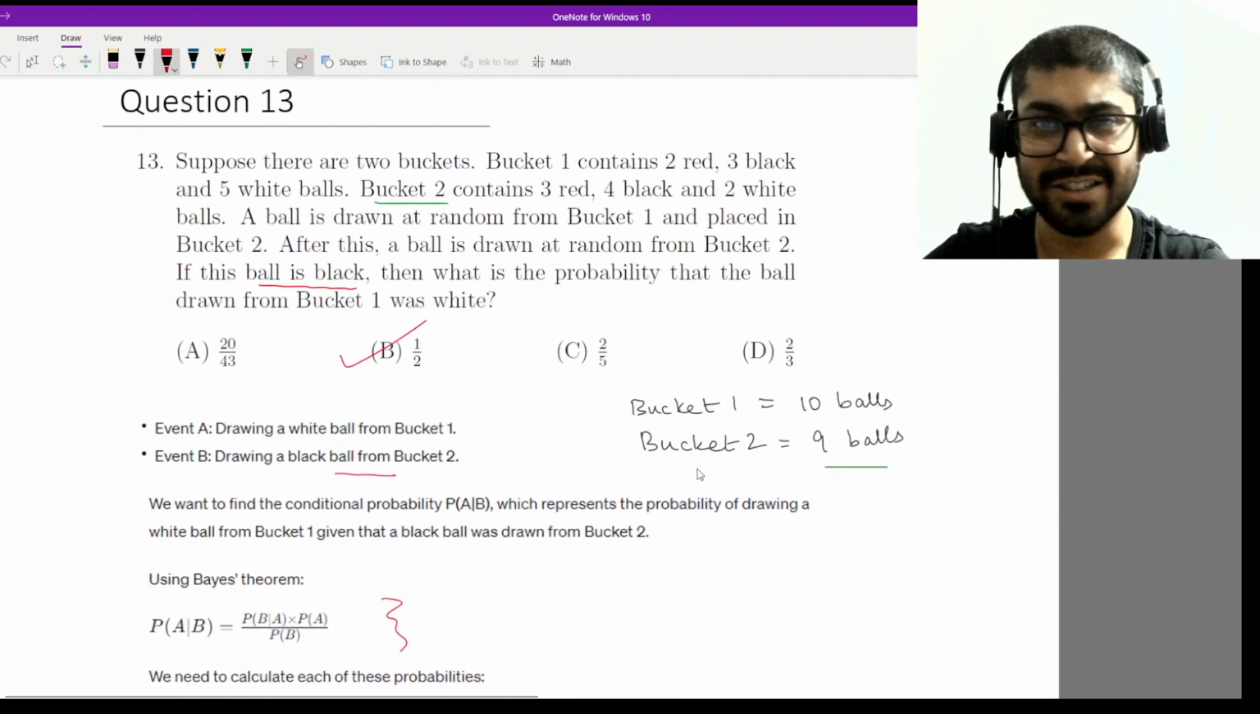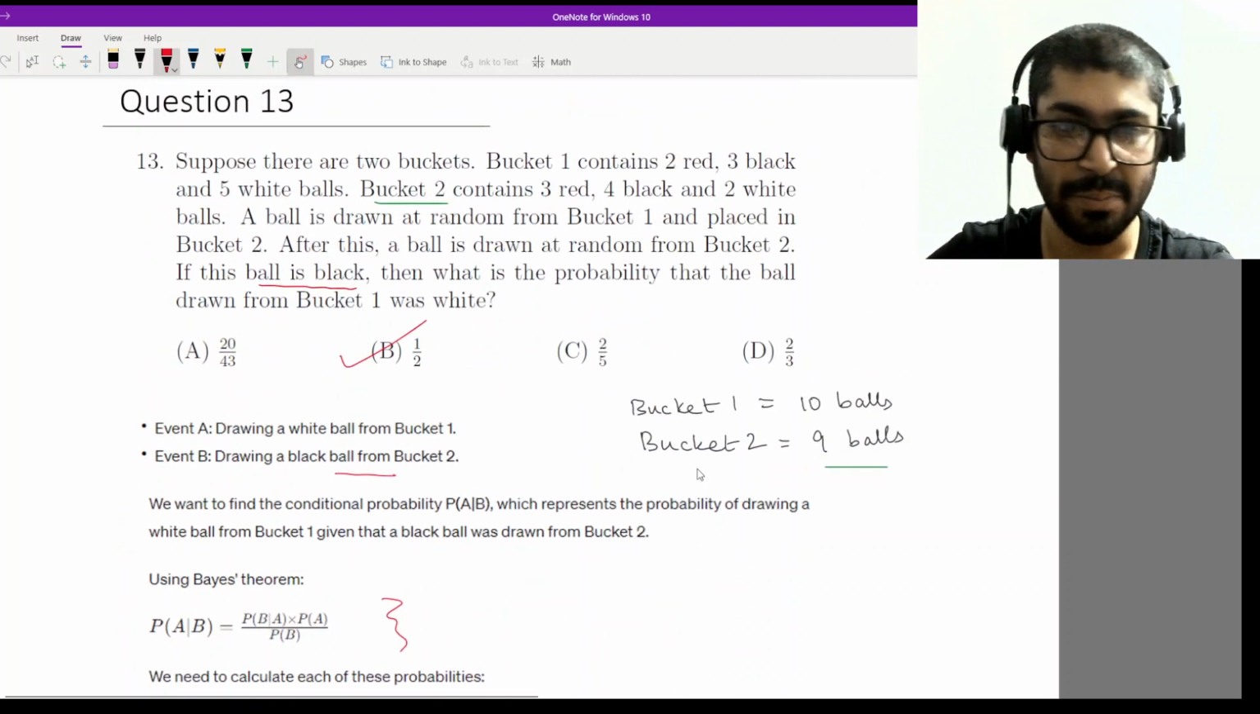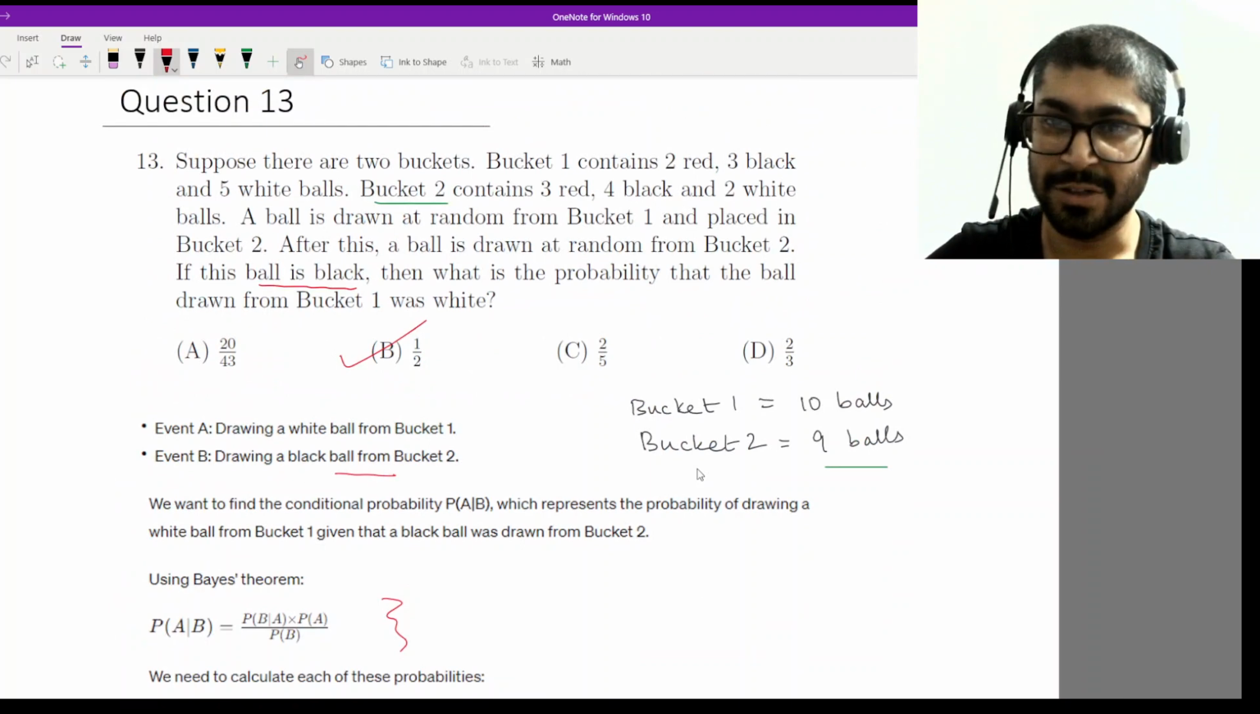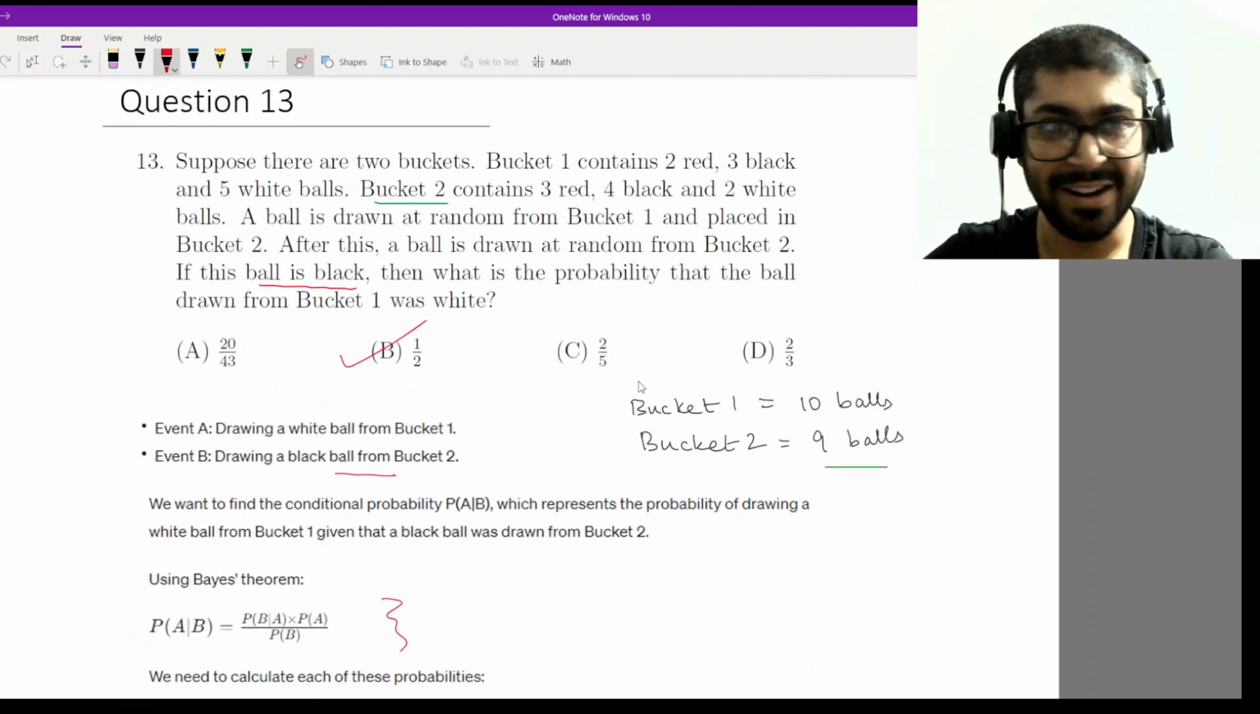Okay, so again, a straightforward sum. Once you know the Bayes theorem, you remember the formula, and you can identify the particular events, you will do this quite easily. Alright, so I'll be ending this video here.